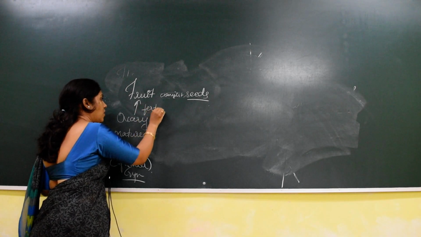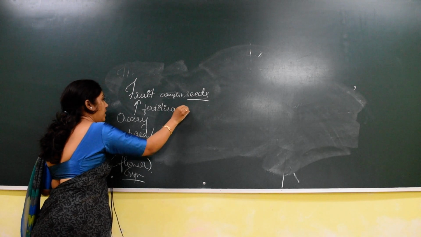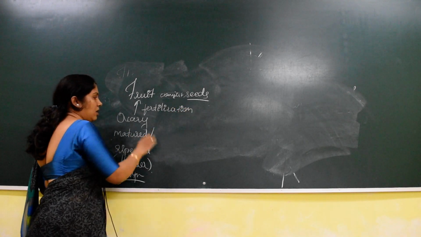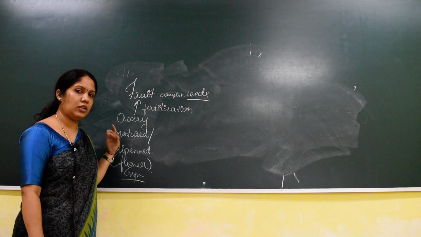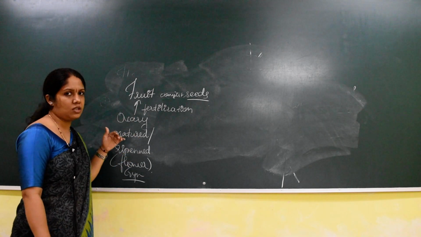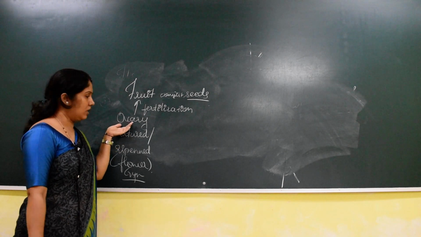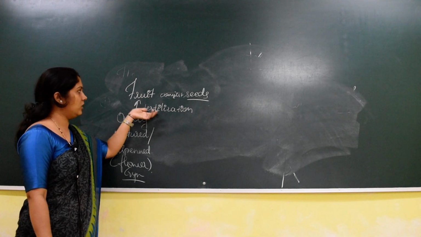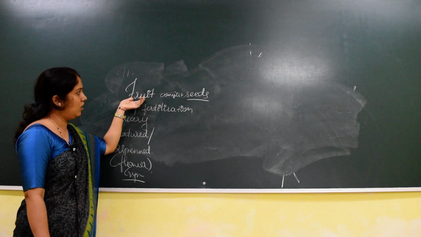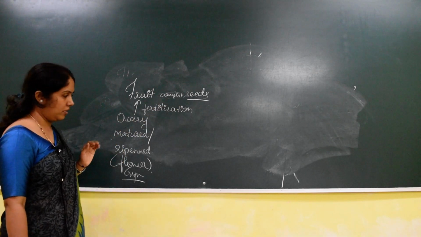So how does the ovary develop into fruit? By a process of fertilization. In some conditions, the fruit is developed even without fertilization, which I will discuss later. In the normal condition, the ovary undergoes fertilization to form the fruit, and the fruit consists of a seed. So this is a normal fruit.